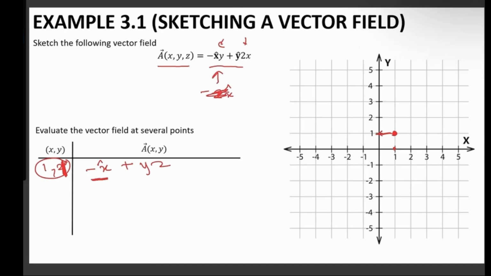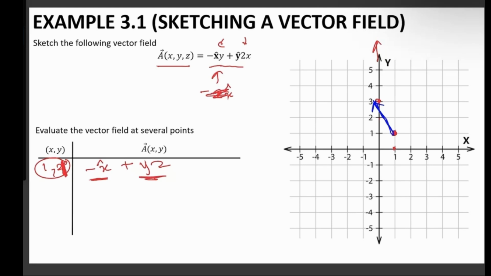This one is plus 2. Plus 2 means go to positive y, 1, 2. This is our vector here. So the vector will be here, left minus 1 and plus 2.